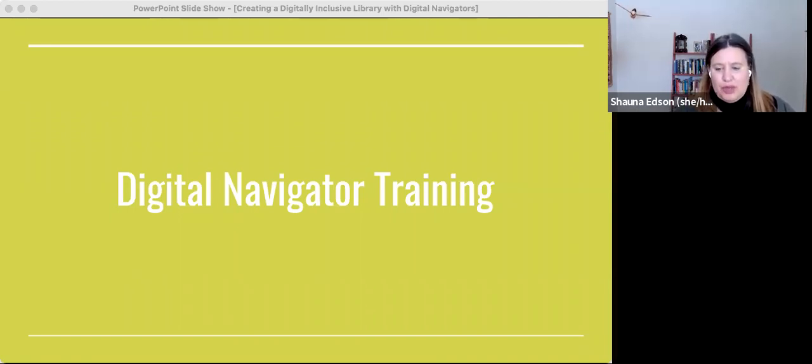So the goal was to define digital navigators as members of their own community. They are the people best suited to address the needs of their communities because they know their communities best and have a foundational level of trust since their organization is housed in the neighborhood serviced by the program. So this is library locations as well as community partner organizations.